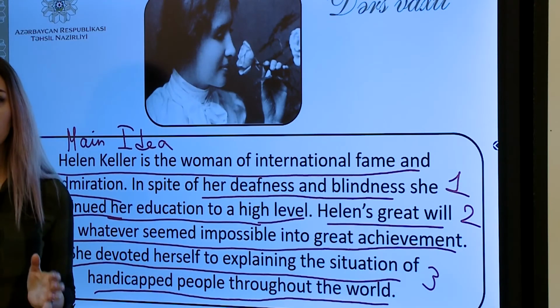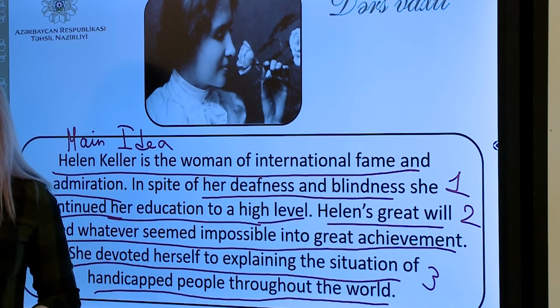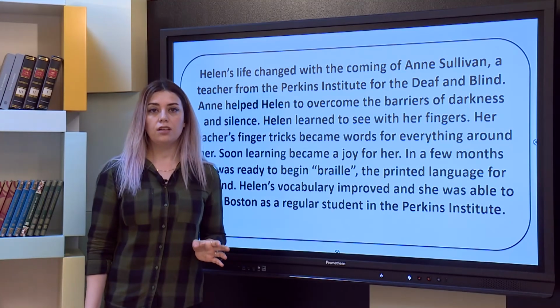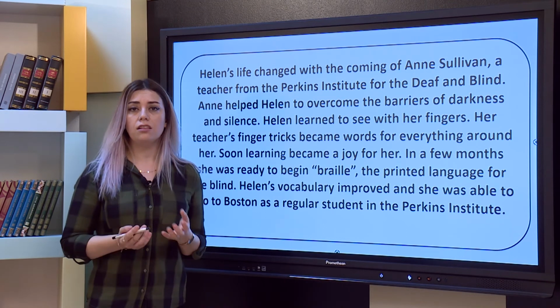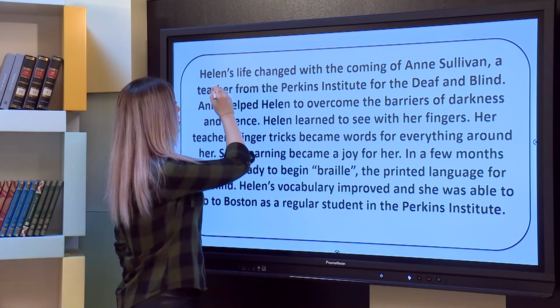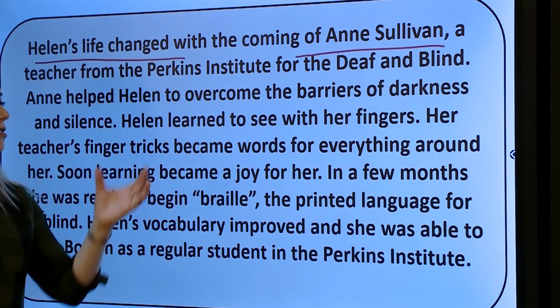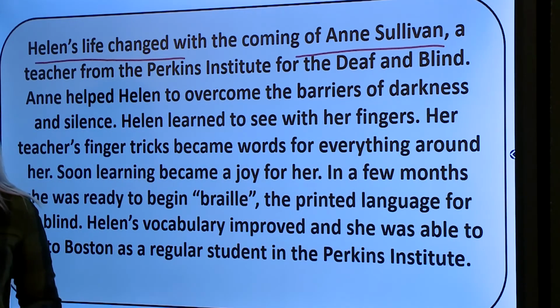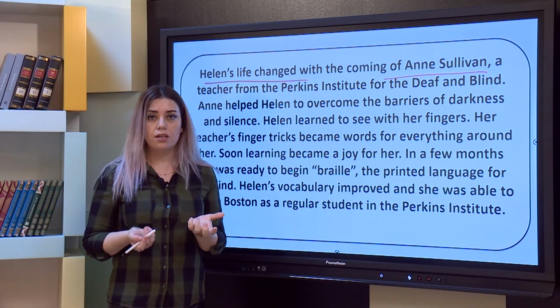So we can easily identify the main idea of this paragraph and the three supporting details. So let's find the main idea of this paragraph. Helen's life changed with the coming of Anne Sullivan, a teacher from the Perrings Institute for the Deaf and Blind. So this sentence says that Helen's life changed. Yes, Helen's life changed with her teacher's coming. Now let's see some details, some examples that will support this sentence. Okay, how did her life change?